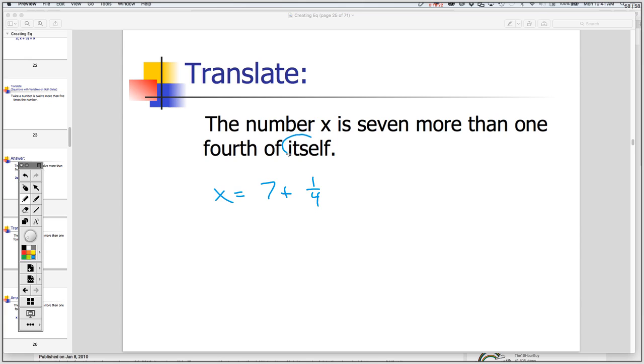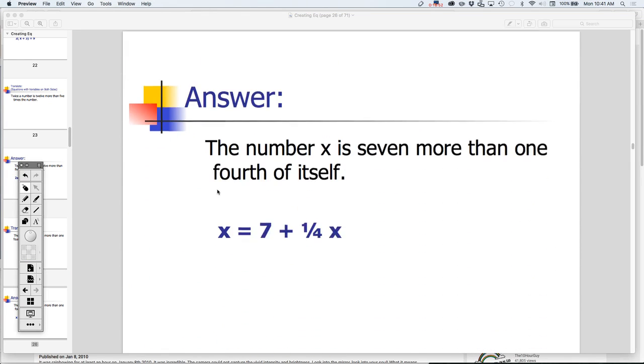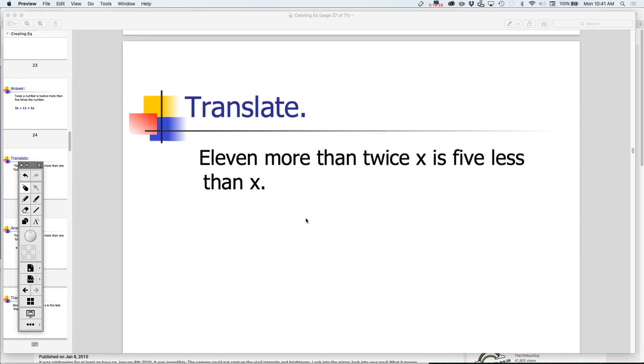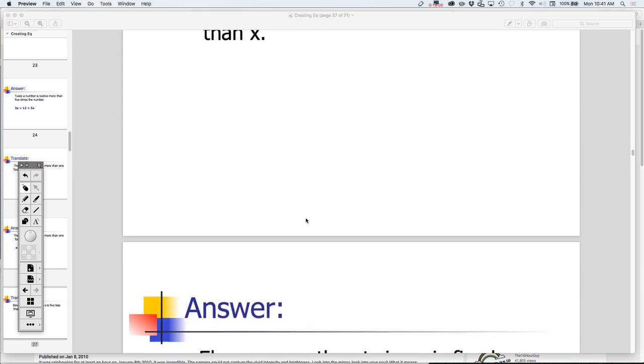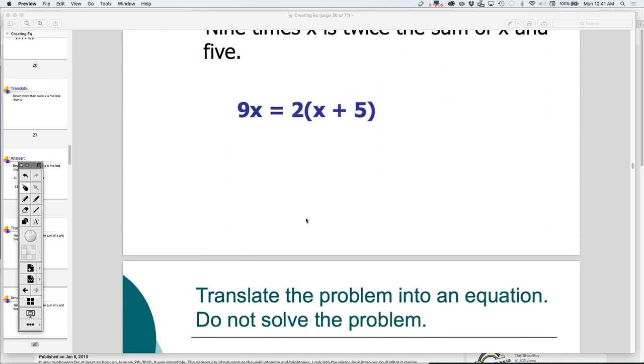All right, 11 more than twice x is 5 less than x. Let's skip this one. Okay, so let's go to the next thing. Translate the problem into an equation. Did not solve the problem. So now we're changing from just these simple equations and expressions, and we're going to now put actual situations. So we're not going to solve this.